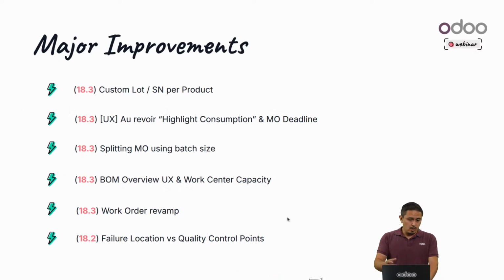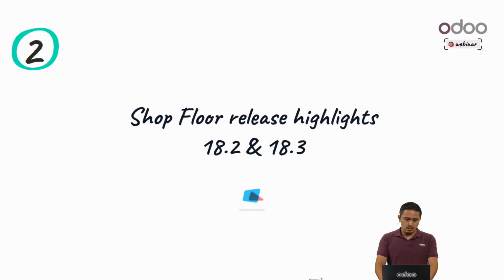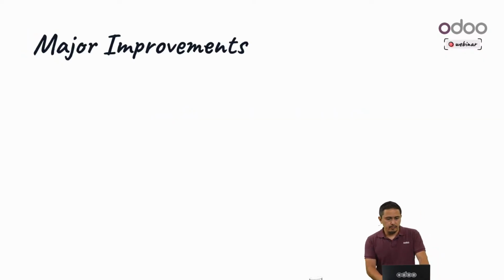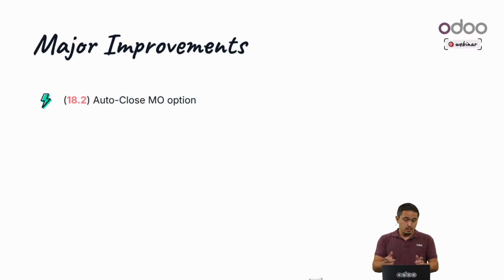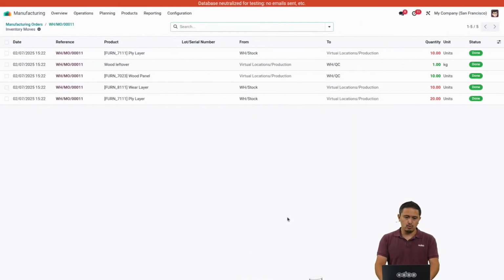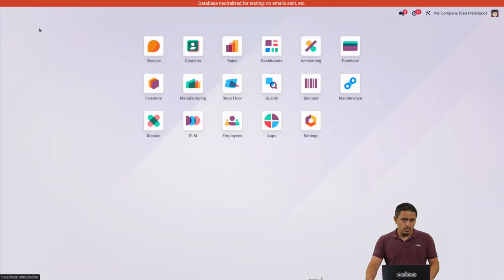This is all about manufacturing, but now let's see what we have for shop floor. The first improvement is the option in 18.2 to change the behavior when it comes to closing the last operation. Before, we could close the last operation, and then Odoo was always displaying a button to close also the manufacturing order. Now we can change this behavior.